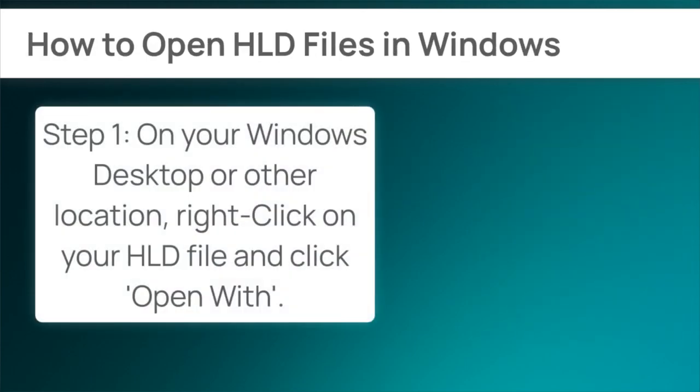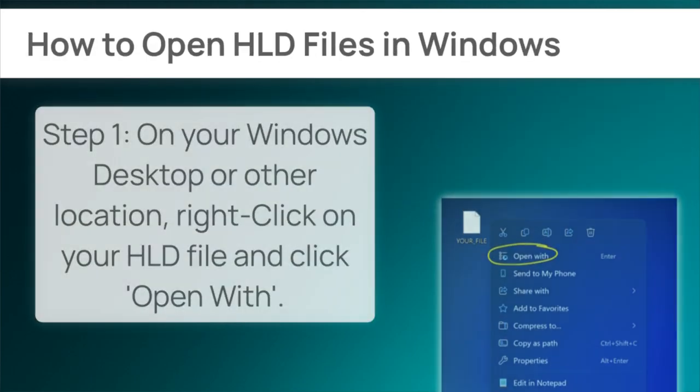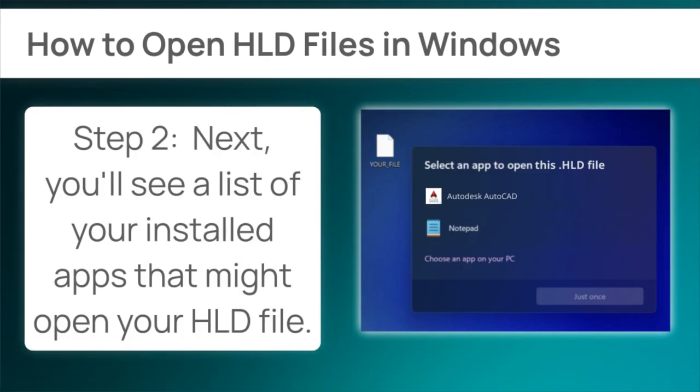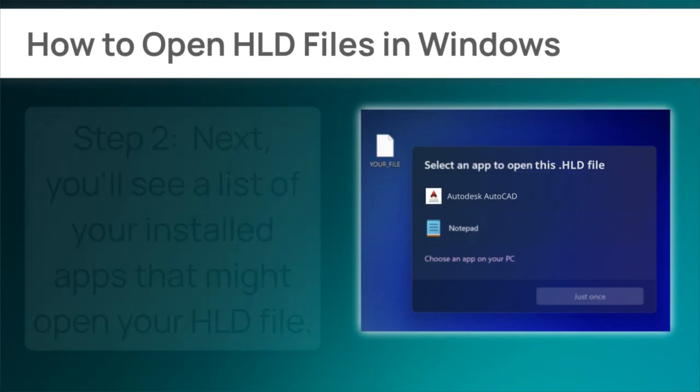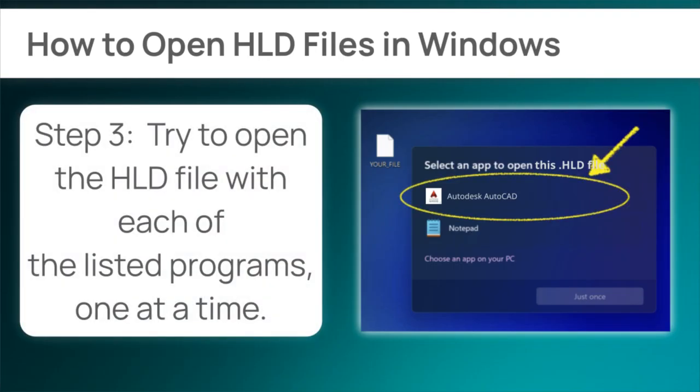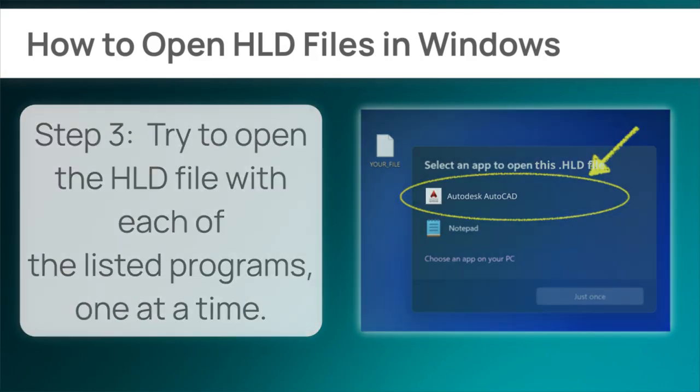Your first step to success: right-click the HLD file and choose Open With. If Autodesk AutoCAD is installed, try it first. If you don't see it, pick a different tool. You might need to try a couple to find the ideal match.